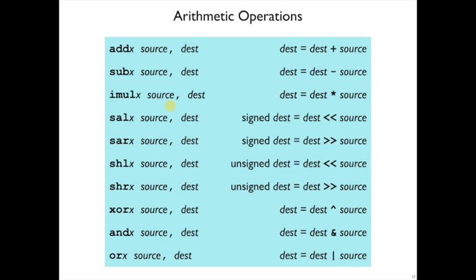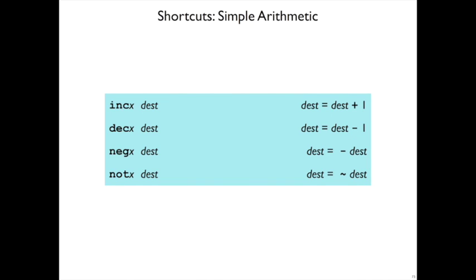Again, it's dest shifted by source. And because destination is at most 64 bits wide, the source here is always going to be just a byte. You can never shift by more than 63. There's a few shorthands. There's an increment, decrement, negate, and not operation that take just one argument, and that's because the other argument is implicit, either +1, -1, or 0 minus destination if you wish to think of it that way, or not is just flipping all of the bits of a destination.